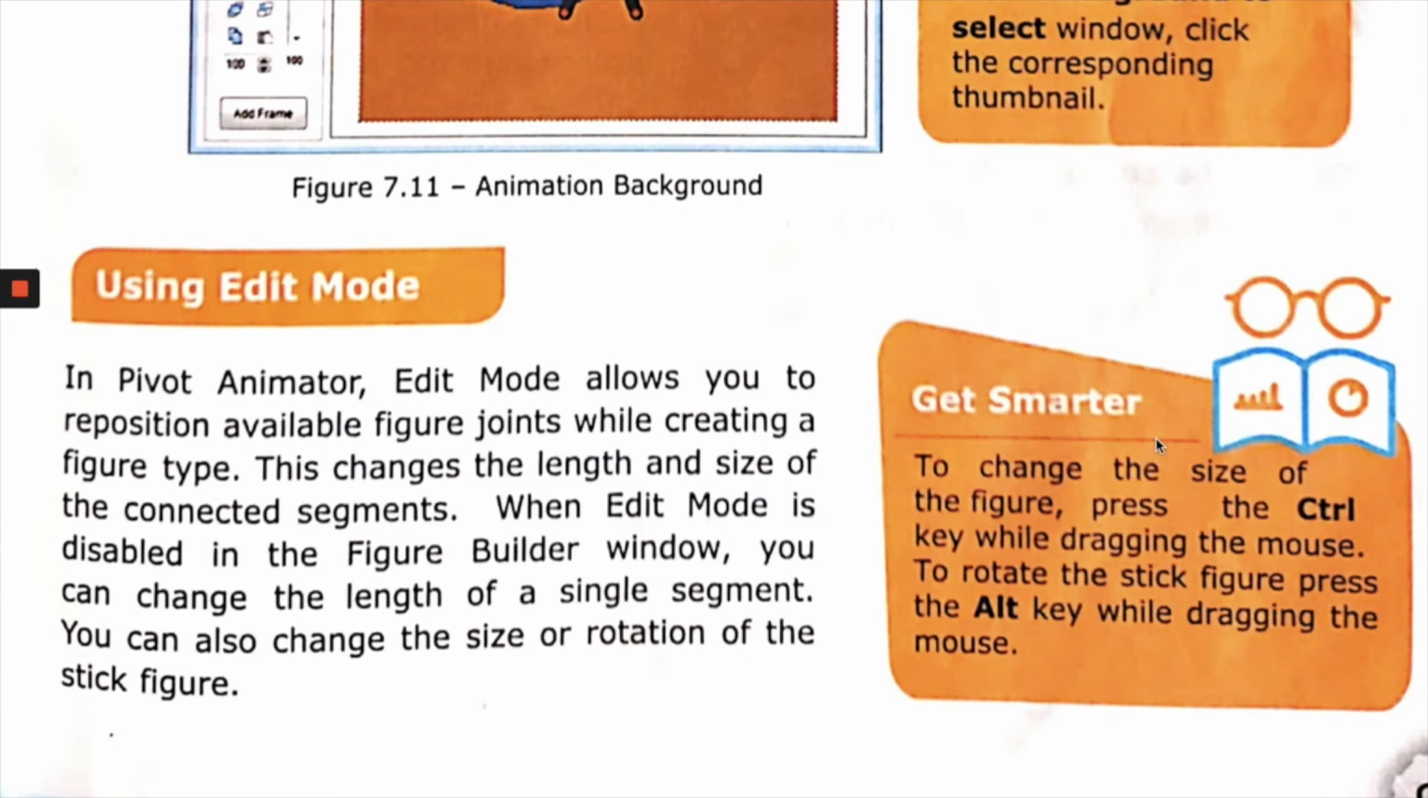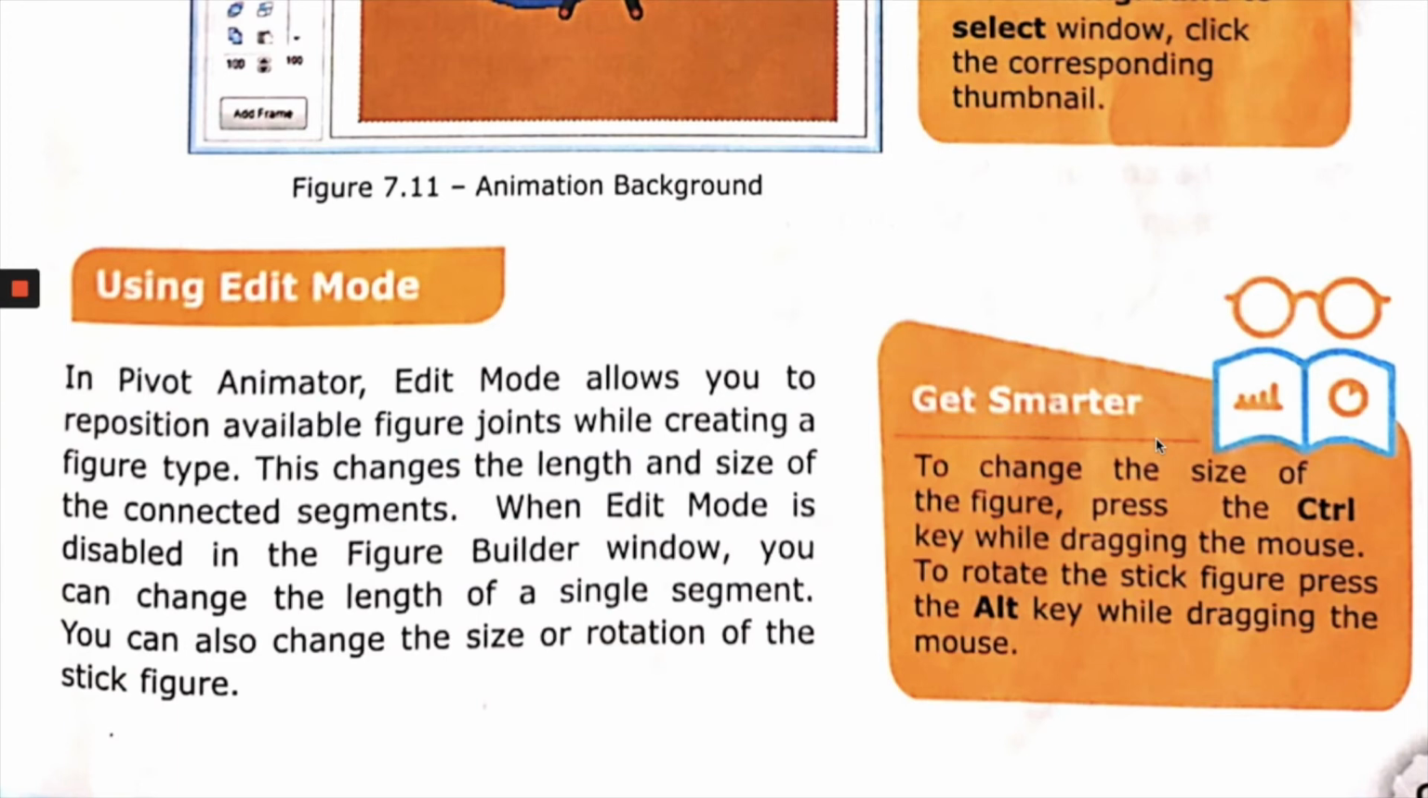When edit mode is disabled in the figure builder window, you can change the length of a single segment. You can also change the size or rotation of the stick figure. You can make big changes in your stick figure, change its size or dimensions, and rotate it as per your requirements.